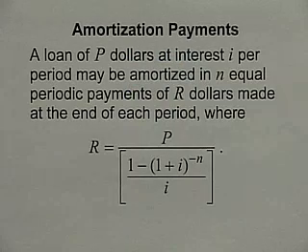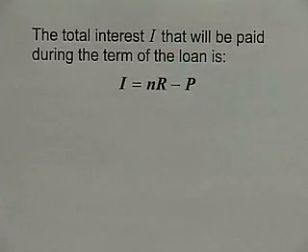Another application of using exponential growth and decay functions is in the world of finance. Let's take a look at an example where we're going to amortize a loan. The amortization payments: a loan of P dollars at interest i per period may be amortized in n equal periodic payments of R dollars made at the end of each period, where the payment amount R is equal to P divided by the quantity of 1 minus the quantity 1 plus i, all raised to the negative n, all divided by i. And the total interest I that will be paid during the term of this loan is given by I equals n times R minus P. Let's take a look at an example that involves this.